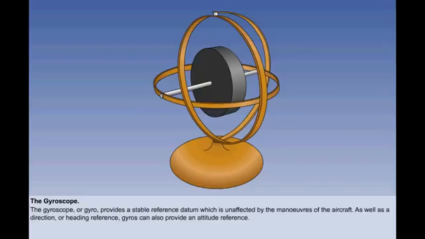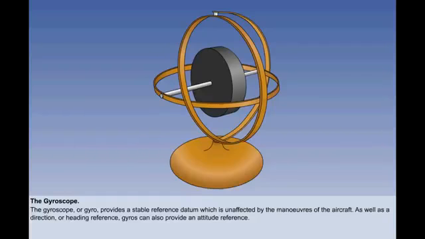In this lesson, we are going to look at the function of gyroscopes and the gyroscopic properties of rigidity and precession. We will also look at gyroscopic wander, real and apparent. The gyroscope, or gyro, provides a stable reference datum, which is unaffected by the manoeuvres of the aircraft. As well as a direction or heading reference, gyros can also provide an attitude reference.